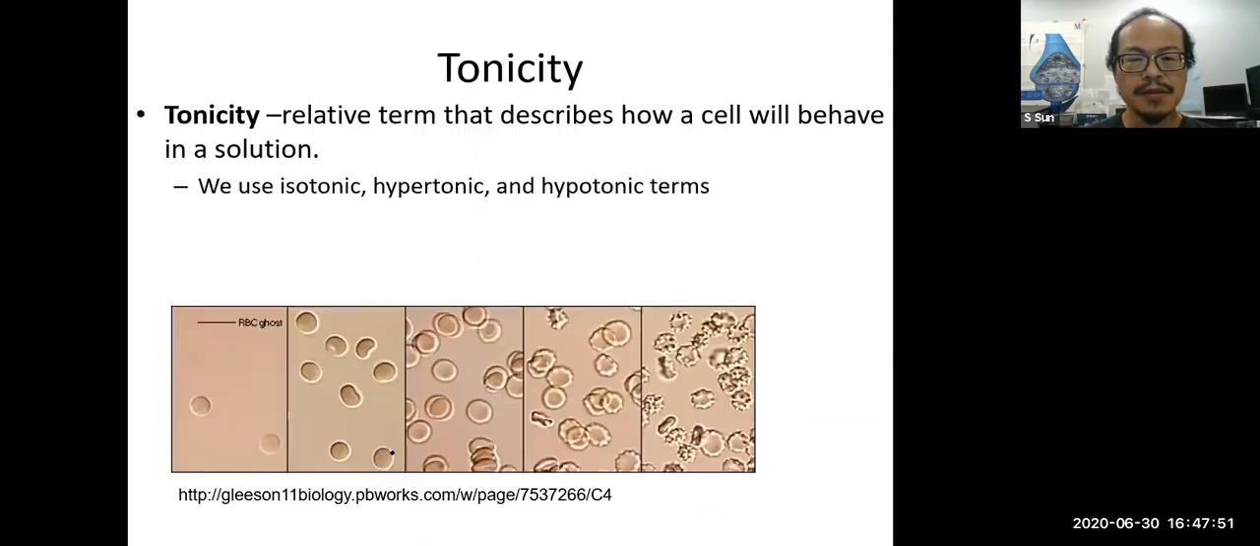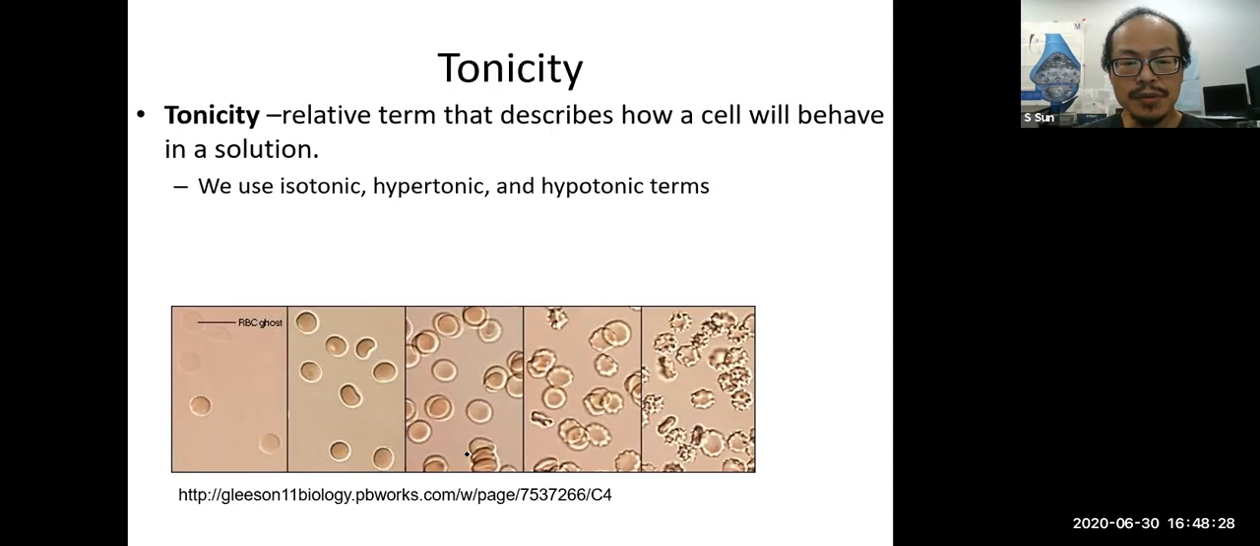So another very important term is tonicity. Tonicity is almost equivalent to osmolarity, but tonicity is a term when we talk about cells. It's more narrowly defined for cells. Osmolarity is a common term for two solutions. Tonicity, we are talking about when cells are in a fluid. So for example, here we put red blood cells.